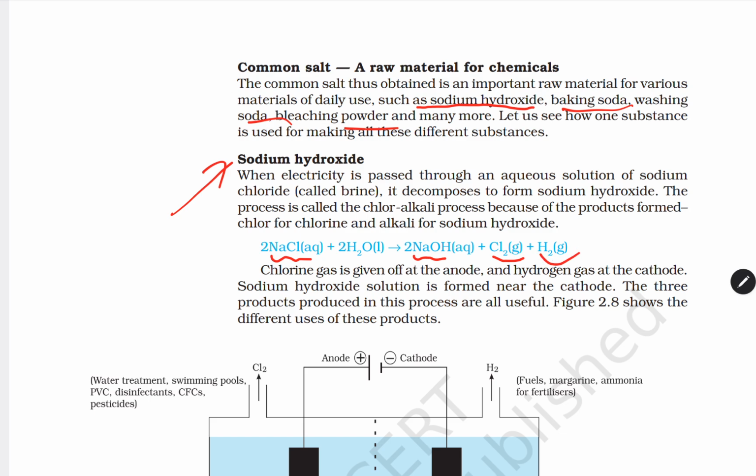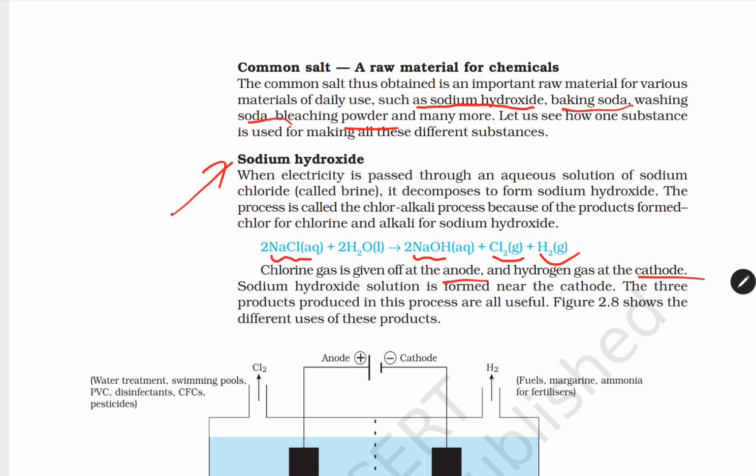gas. So this process is called the chlor-alkali process because of the products formed: chlor for chlorine and alkali from sodium hydroxide. Chlorine gas is given off at the anode and hydrogen gas at the cathode. Sodium hydroxide solution is formed near the cathode. The three products produced in this process are all useful. So that is explained here.